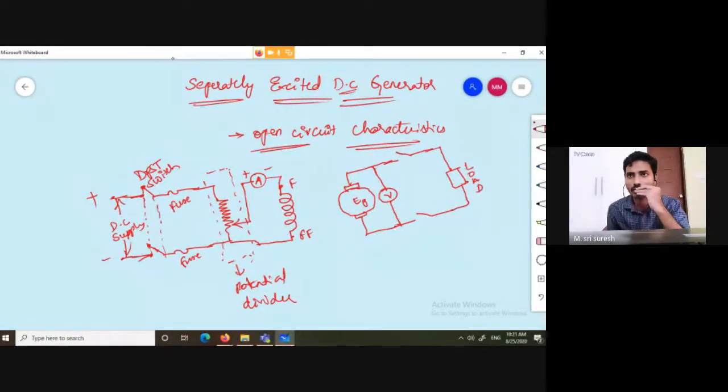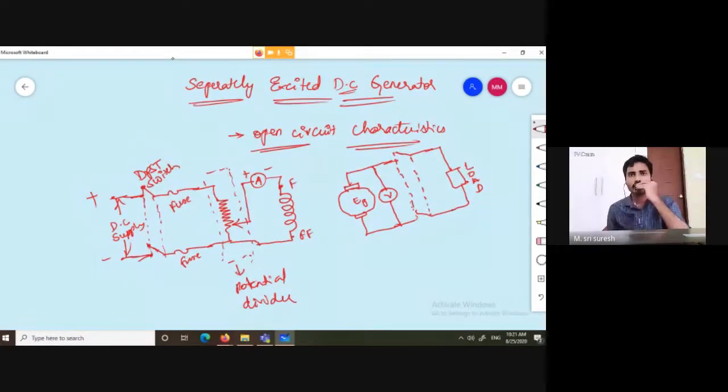This is the load. This is the switch, again a DPST switch. The purpose of this switch is to ensure whether the load is connected or not. That is the purpose. So this is the separate field circuit and this is the armature circuit.